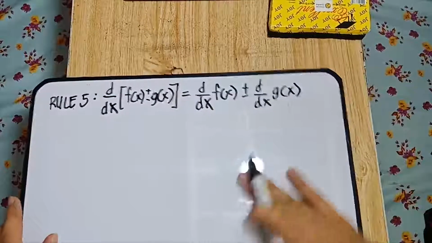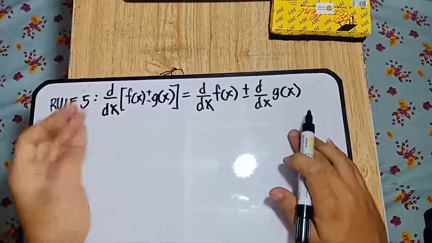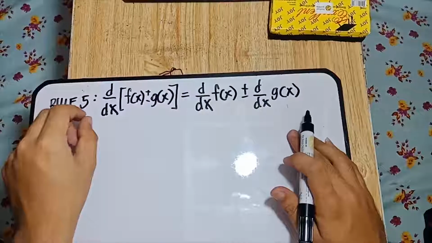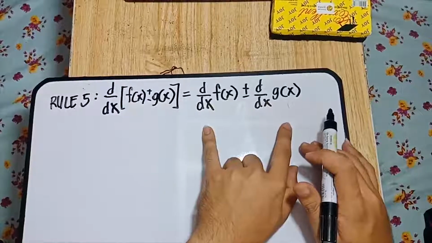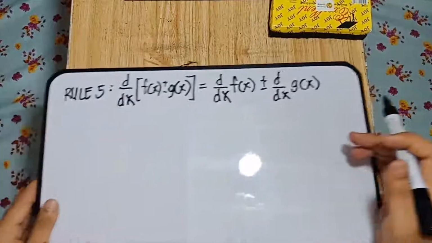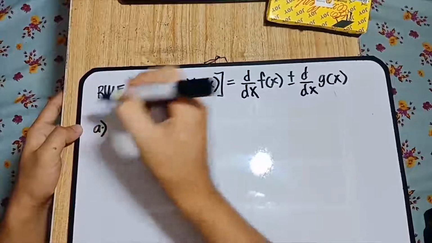Kumbaga, dinistribute lang yung derivative notation na 'to, yung d over dx doon sa f of x and g of x. So, yun na nga yun. So, that is the sum and difference. So, example now, letter A.